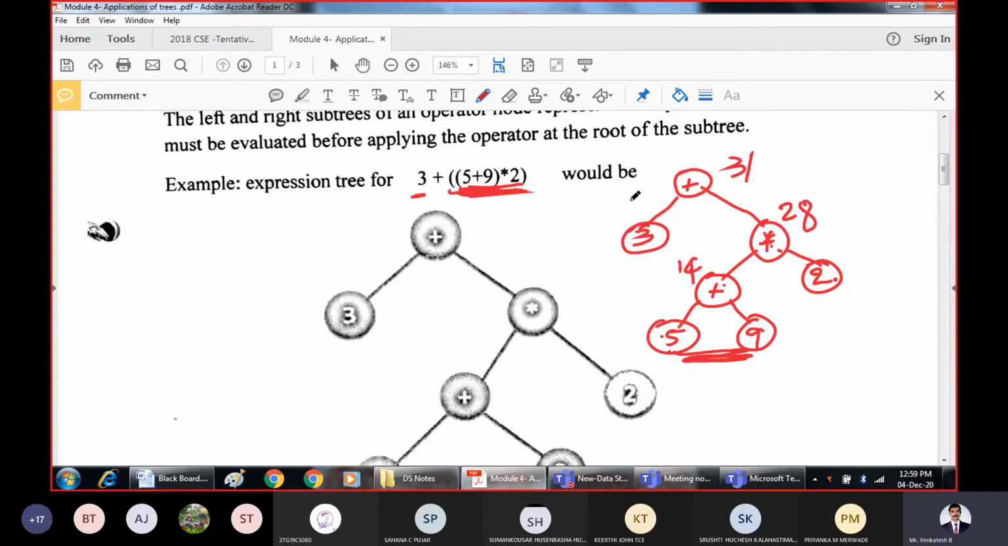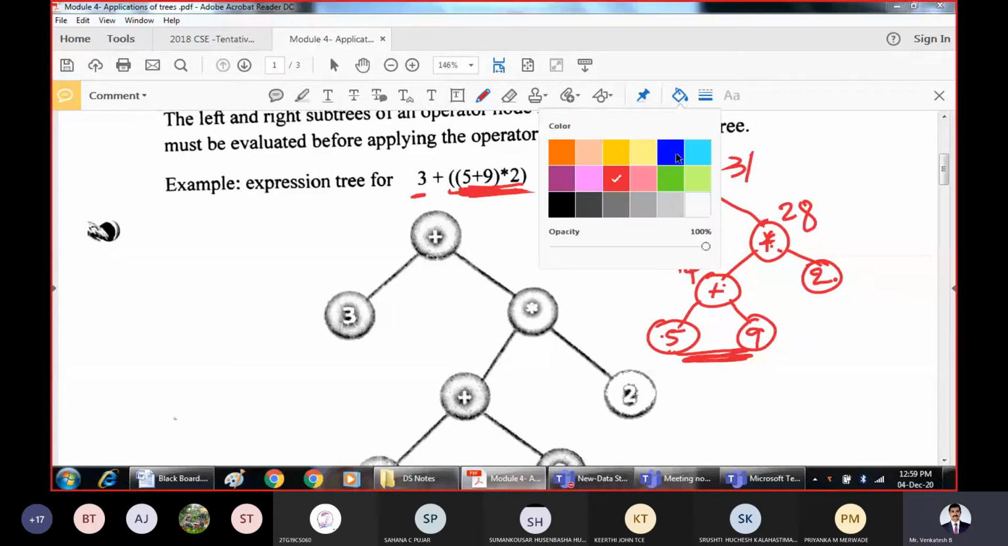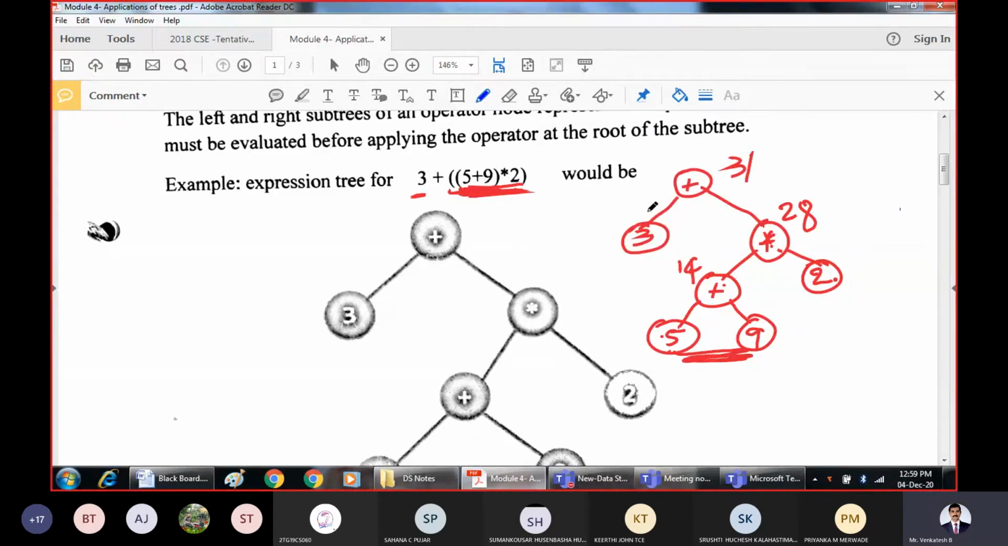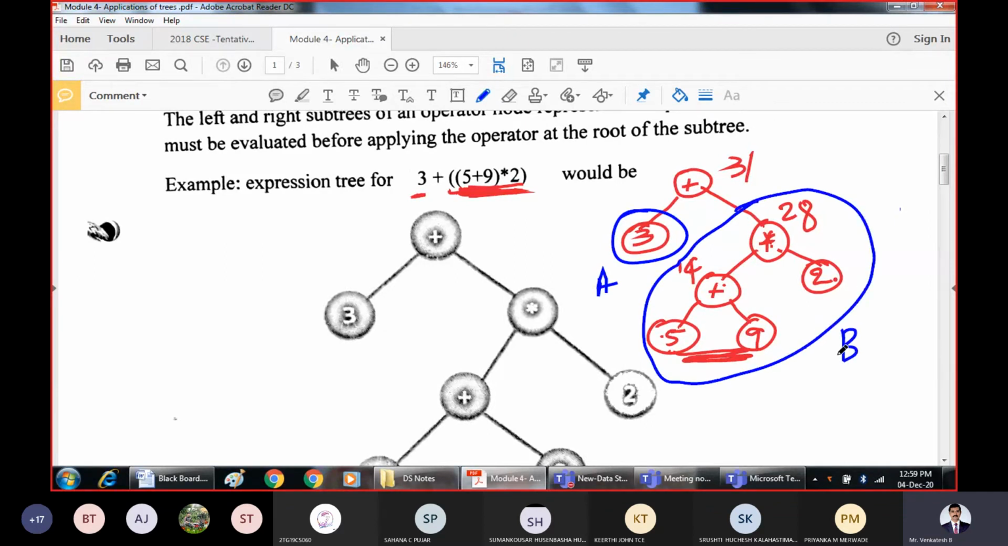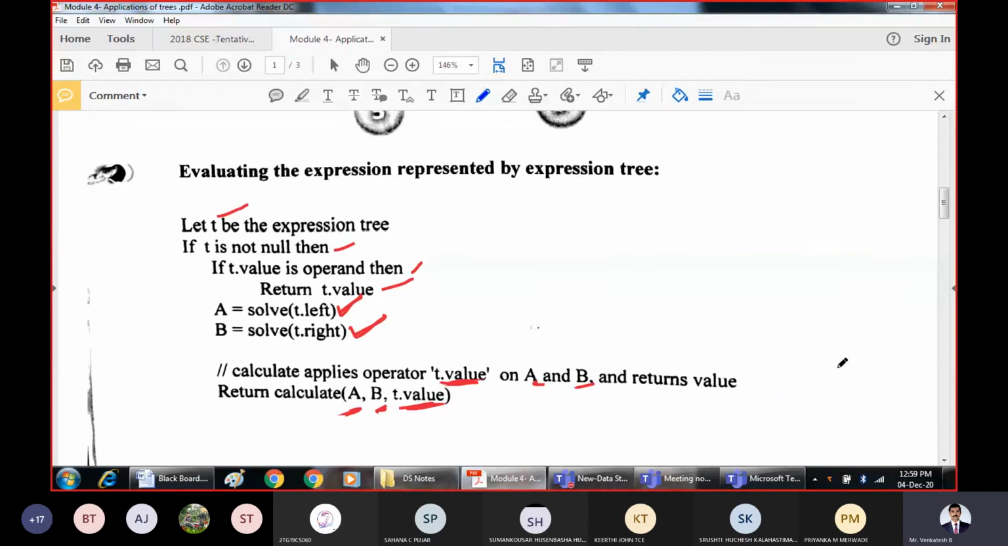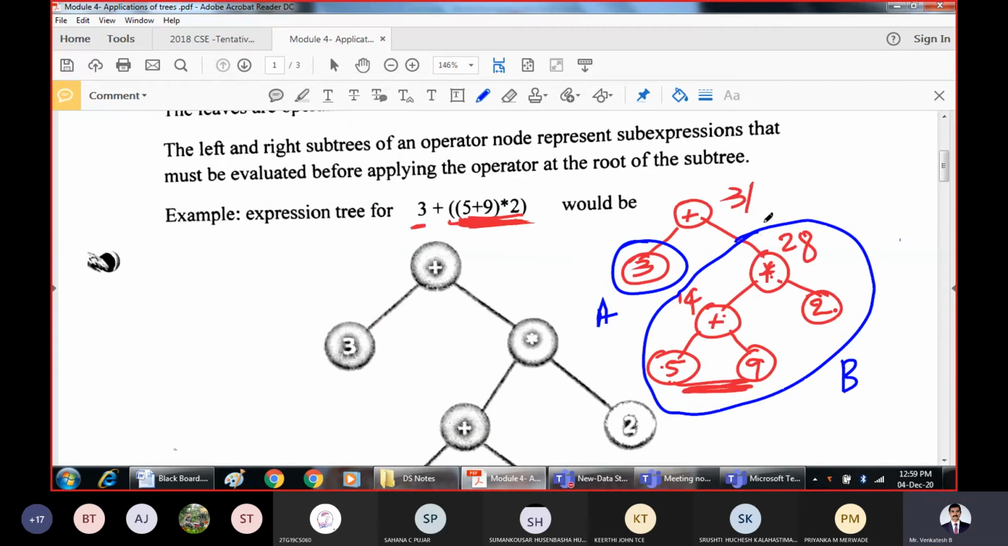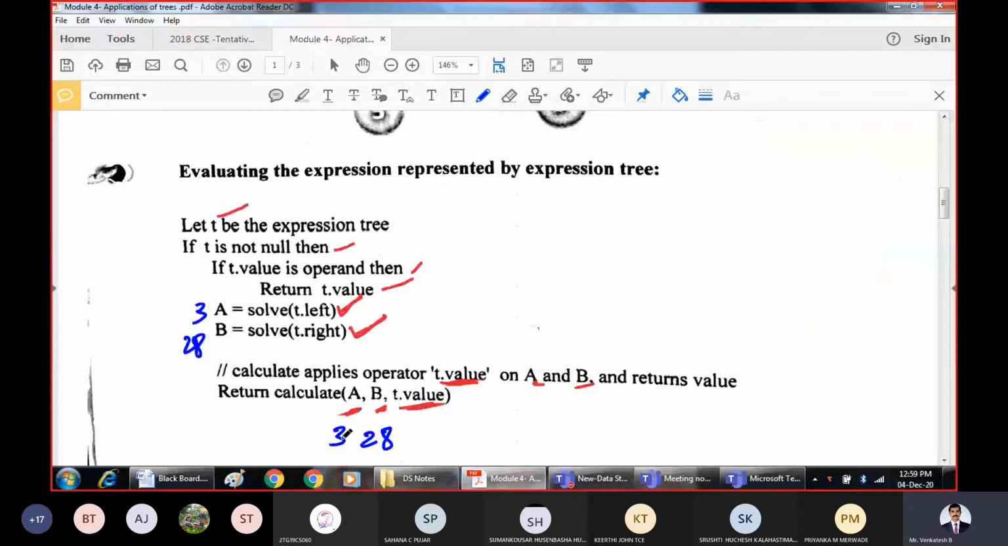For example, if you treat this entire thing as A, and the result of this entire thing as B, we are left with two values, A and B. Here A is 3 and B is 28. What is the operator that we are left with? The operator is plus. That is what we are going to apply.